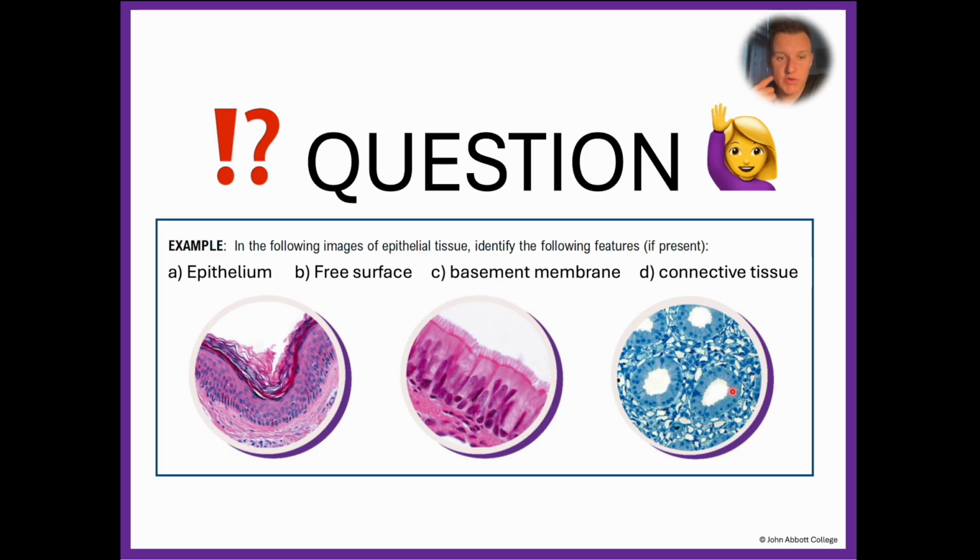So looking at this question here, in the following images of the epithelial tissue, identify the following features if present: the epithelium, the free surface, the basement membrane, and the connective tissue. So I want you to pause the video and try to answer those questions.